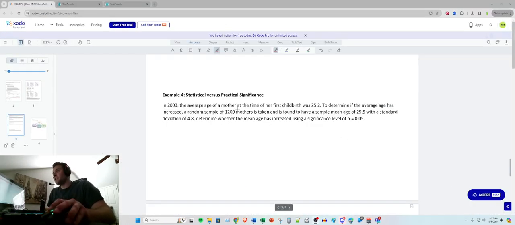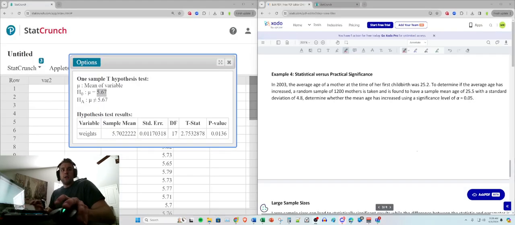Okay, so we're going to talk about statistical versus practical significance. The average age of a mother at the time of her first childbirth is 25.2. That was in 2003. So that's kind of our null hypothesis. We're going to go ahead and get StatCrunch going. We're just going to run this test. We're not going to write up a whole bunch with this.